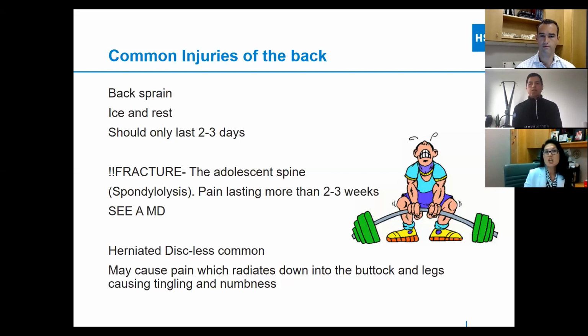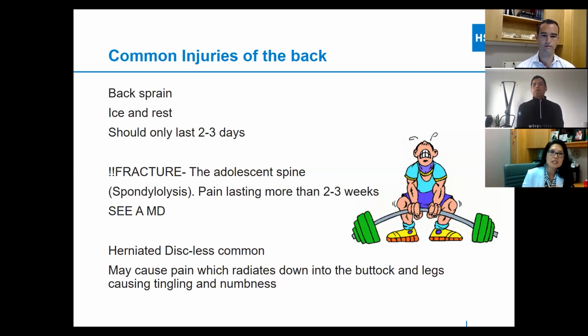Less common in the young person, more common in the older athlete, I mean athletes over the age of 20, so I'm not talking about very old athletes, is the herniated disc. They're not that common in the teenage group, but maybe in our 20s and 30s, a little bit more common. And Dr. McInerney was talking about that disc.